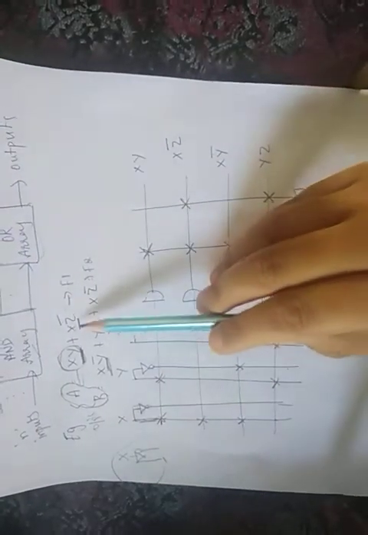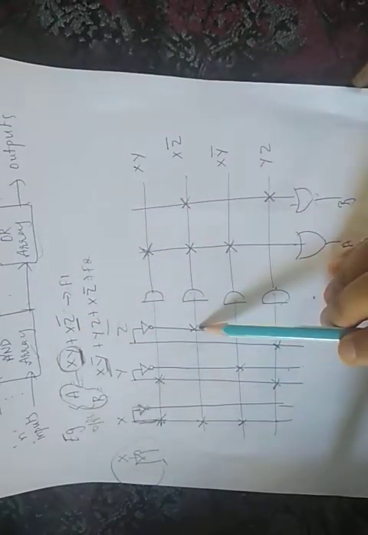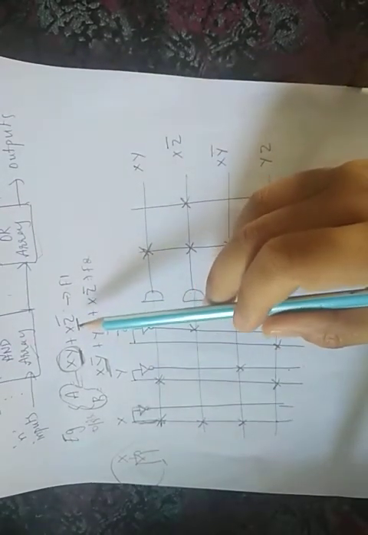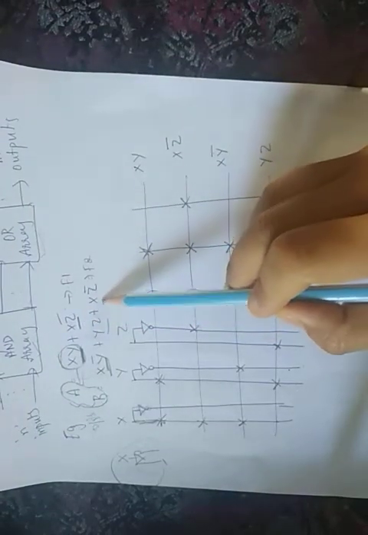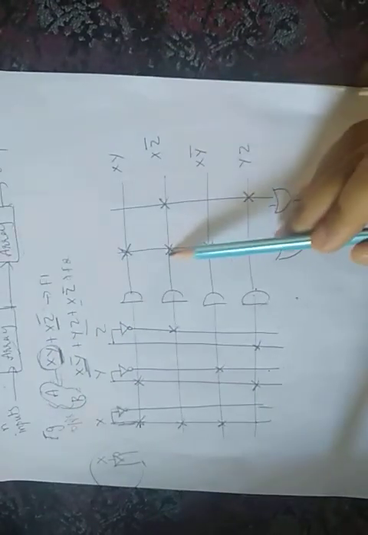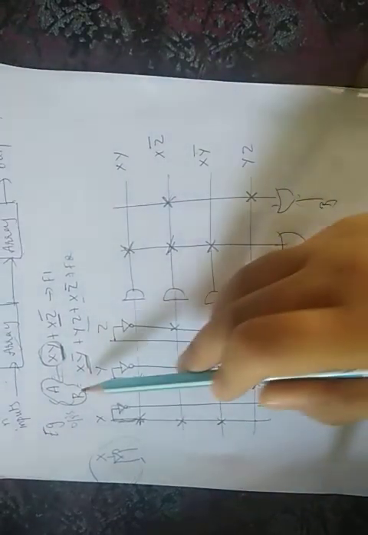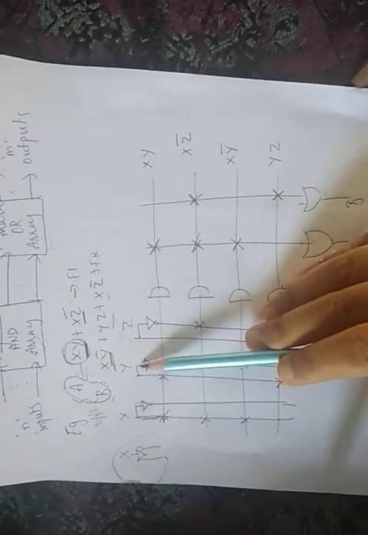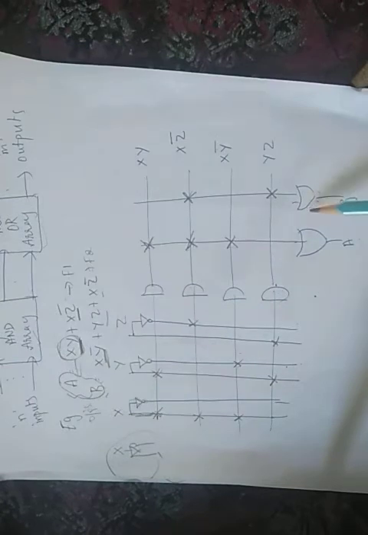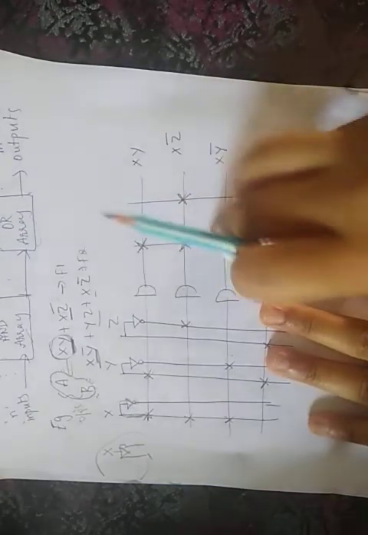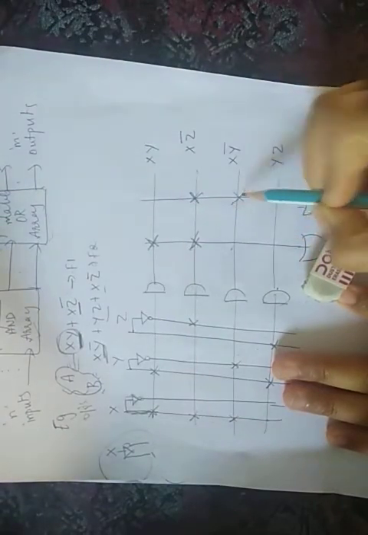Next, go to XZ. Here we have what? XZ bar. See where XZ bar is present. It is present in both A as well as B. So put XZ bar. It is present in A as well as in B. Next, XY bar. Where is it present? It is present in function B.